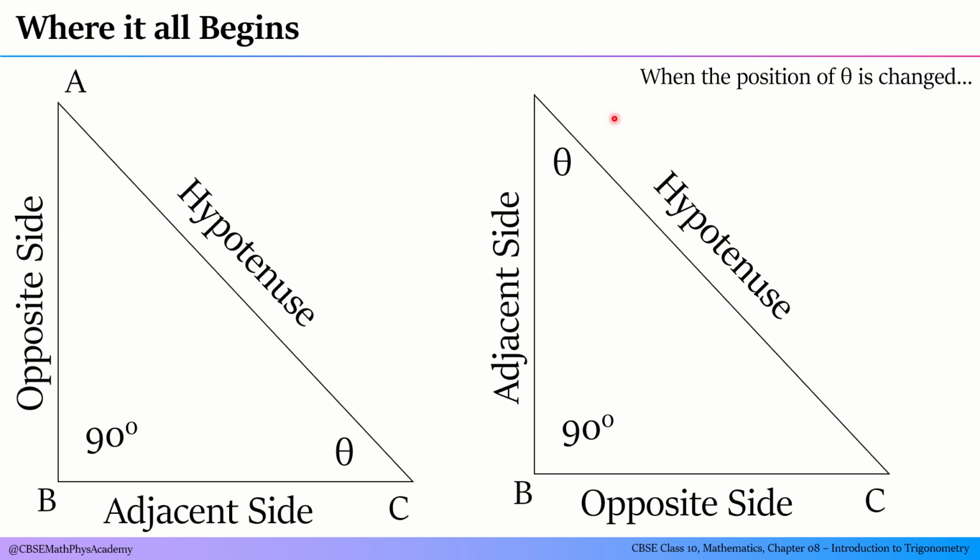Now suppose the position of theta is changed, and instead of here, you find it on the top near A. In that case, the opposite side of theta comes here, and the adjacent side, which is beneath 90 and theta, comes here. This proper understanding is essential to solve most of the problems. Sometimes theta can be given here, sometimes on the other side. So you just need to understand anything opposite to theta is the opposite side, and anything beneath 90 and theta is the adjacent side.